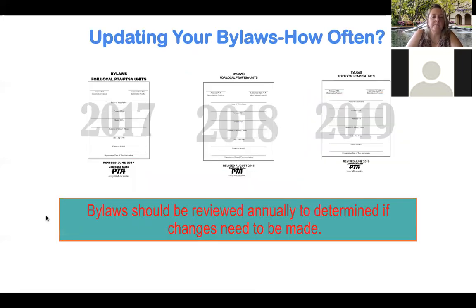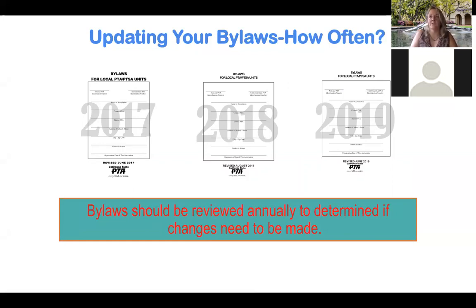So read them. They should be reviewed annually to determine if changes need to be made. And as of last summer, you must update them every 5 years. It used to be every 3 years, so those 2017 bylaws would need to be updated now. But now those 2017 bylaws don't need to be updated until 2022. But it doesn't mean you can't change them sooner. It just means you have to change them at 5 years.